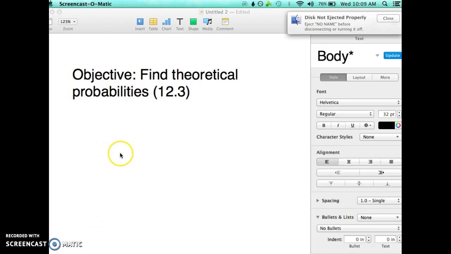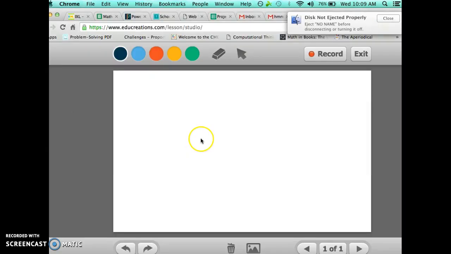Okay, there's your objective. Pretty simple, I think. So let's move straight into the examples. Here's section 12.3.